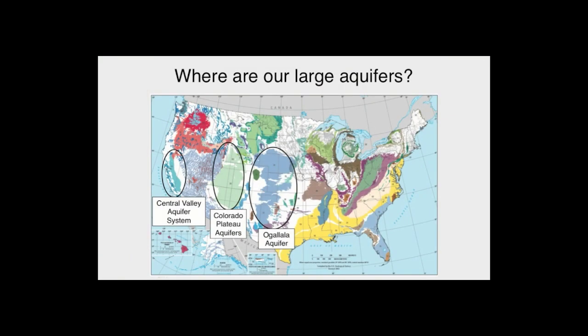It is estimated that 99% of groundwater originates in large aquifers. This map from the USGS shows the major aquifers of the United States. Important and large aquifers in the western U.S. include the Central Valley Aquifer System, the Ogallala Aquifer in the Great Plains in Texas, as well as the Colorado Plateau aquifers. It is important to understand the major threats to groundwater resources going forward.